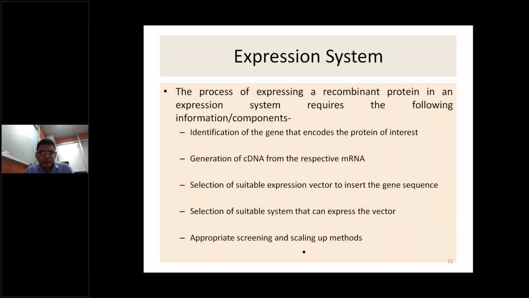So the process of expressing a recombinant protein in an expression system will need these components. First would be the identification of the gene that encodes the protein of interest. It could be a protein like a growth hormone, or an insulin product, or a monoclonal antibody. But you need to have a gene sequence. You have to have knowledge about the sequence of the gene which you are going to produce. Then you need to generate the complementary DNA from the respective mRNA if you are dealing with a eukaryotic therapeutic protein. Then comes selection of a suitable expression vector to insert the gene sequence.